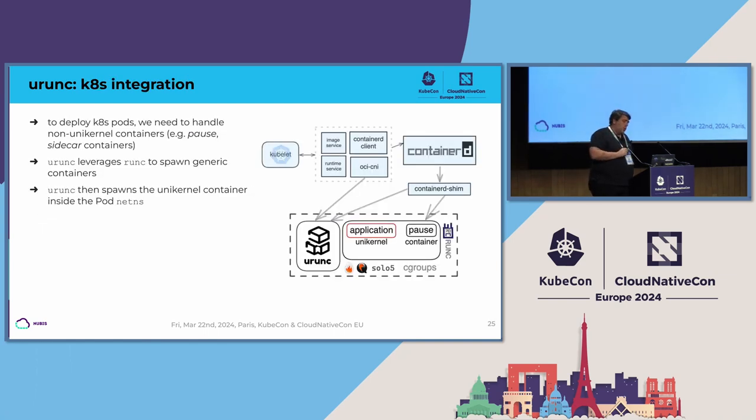A tricky part about the integration with Kubernetes is that there are sidecar containers. There's the pause container or any other sidecar container, like in Knative, that we will see later. What we did is that we check the annotations on the OCI image, and we ask, is this a unikernel image? Then we use urunc, the standard code flow. If it's not a unikernel image, then we call runc with the rest of the code flow. So essentially we've got this separation even on the same pod.